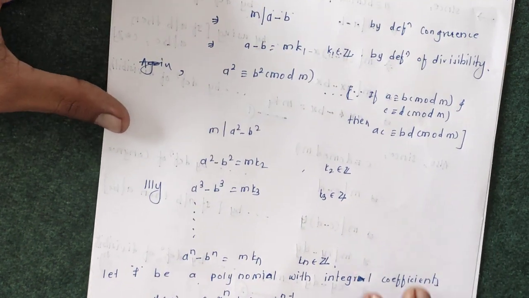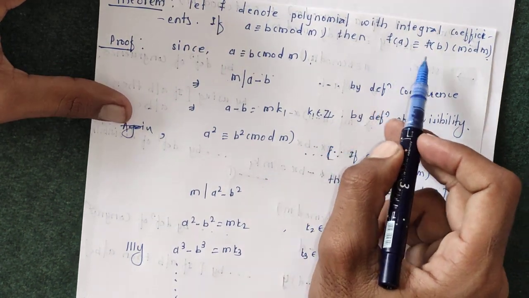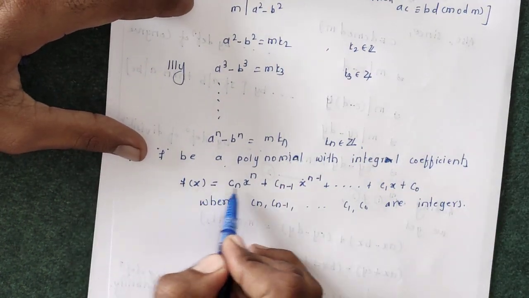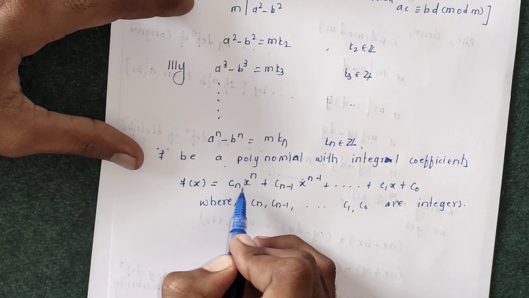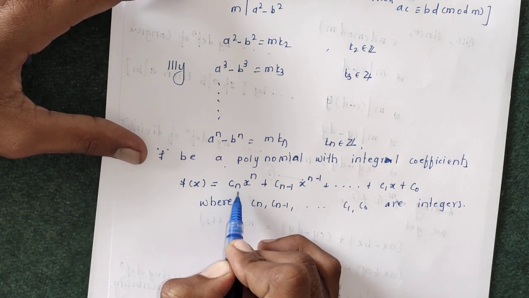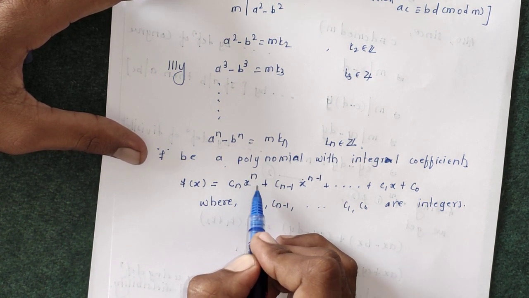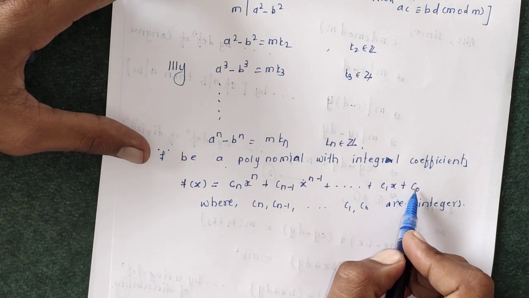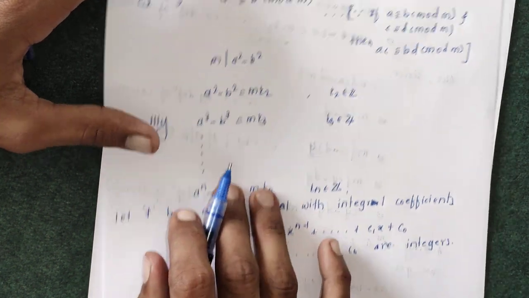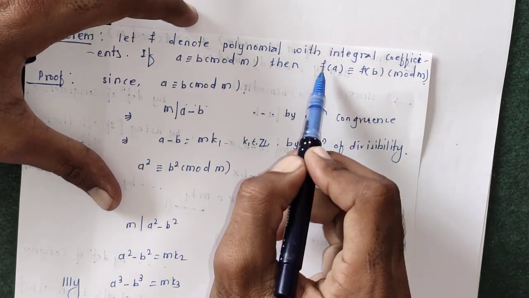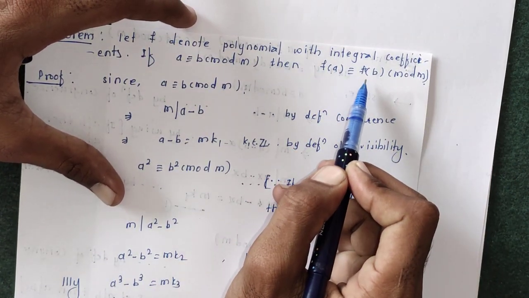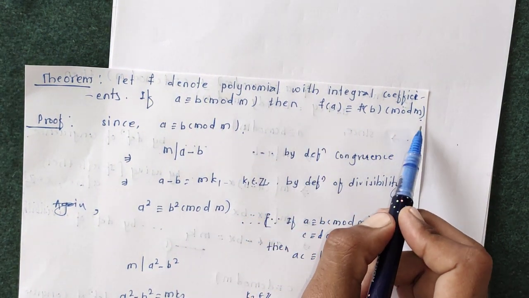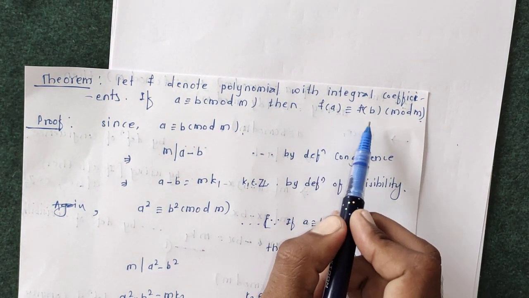Now we have to prove that f of a is congruent to f of b modulo m. Since f of x is a polynomial with integral coefficients in the variable x, of the form cn x raised to n plus cn minus 1 x raised to n minus 1 up to c1 x plus c naught, we are going to prove that m divides f of a minus f of b. To prove that f of a is congruent to f of b mod m, we have to prove that m divides f of a minus f of b.